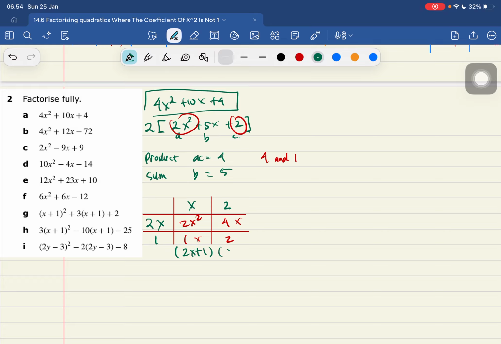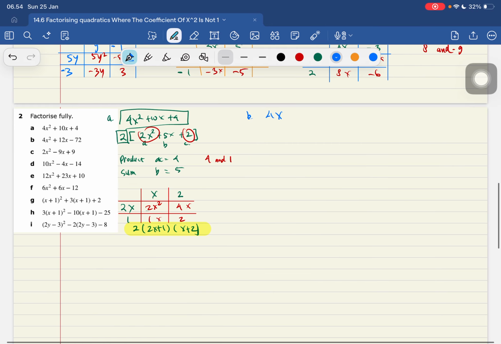Then we multiply with x plus 2. Don't forget this number 2 outside. So we will write it here. So here is the answer. Okay, this is A. Next, B.